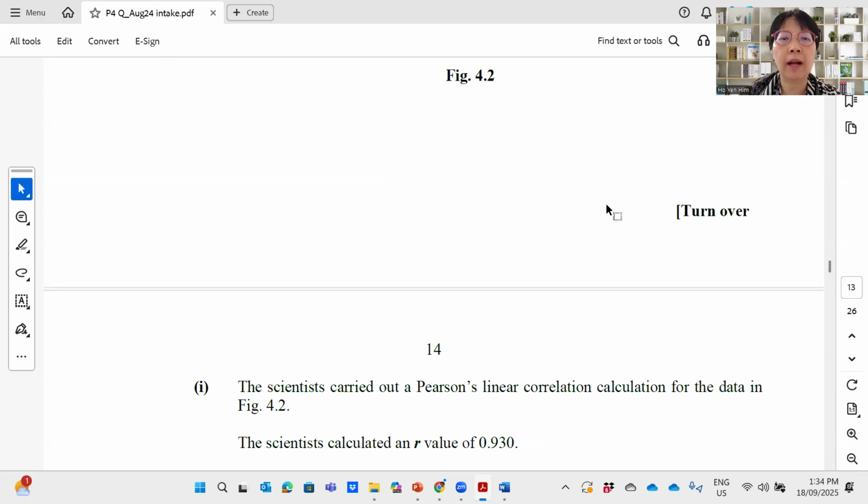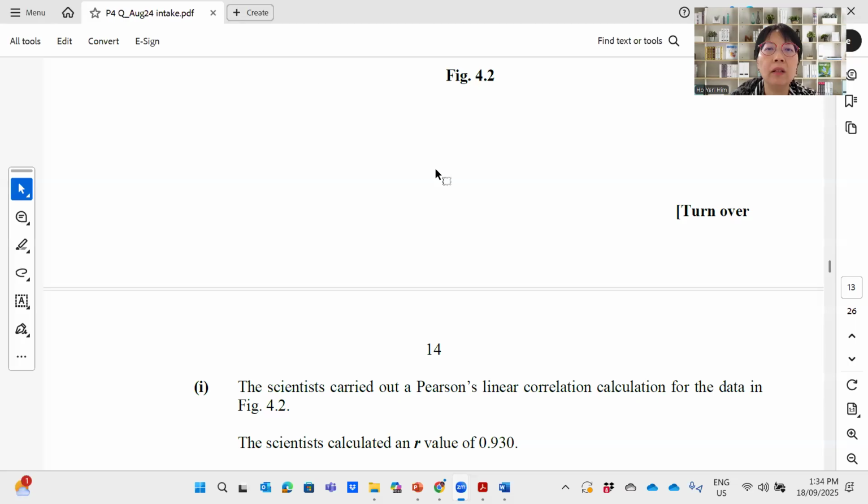Okay, hang on. I need to start share again because something was hanging just now. This one. Okay.